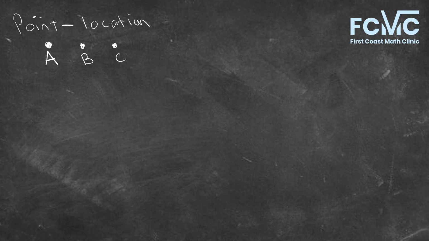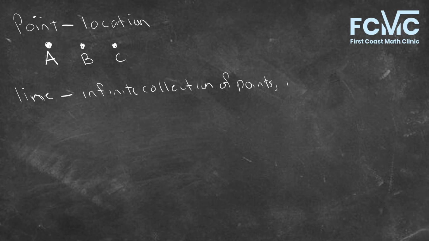The next building block of geometry we're going to talk about is a line. A line, again, has no formal definition, so we can describe it. A line is basically just an infinite collection of points. It has length, but no thickness. The important thing about a line is how we identify and name our lines.